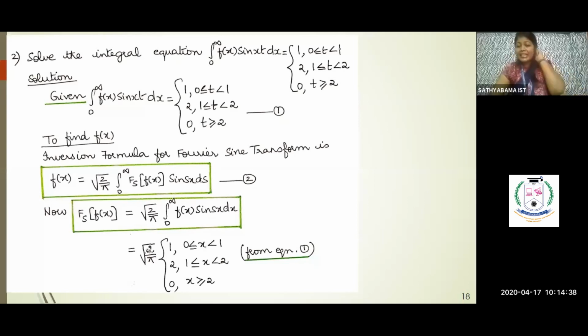What is fs of f of x by definition? It is root of 2 by pi, integral 0 to infinity, f of x into sin sx dx. Fine. Now, what is that integral? Look at the green highlighted part, the last but one step. I have integral 0 to infinity f of x into sin sx dx. Now, what is that integral? That integral is exactly what is given in the question. See, it's exactly the same thing, isn't it?